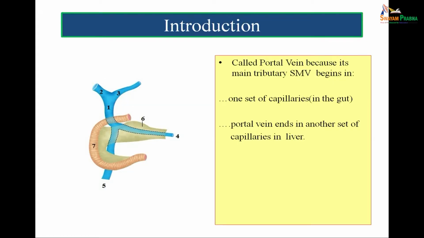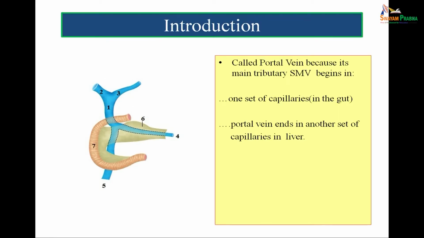Now, why is this portal vein called portal vein? It is called portal vein because the superior mesenteric vein which forms it begins in one set of capillaries in the abdomen, and the portal vein once formed ends in another set of capillaries in the liver. So, such an arrangement wherein the beginning is by capillaries and the end is also by capillaries is referred to as the portal system. So, it is thus logical to call this vein the portal vein.